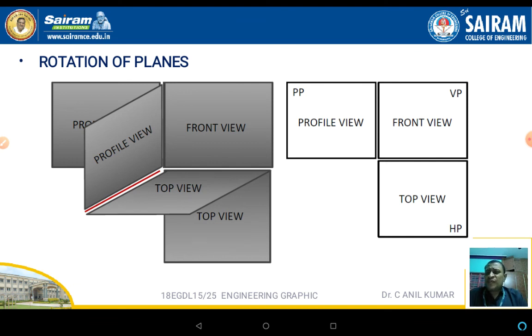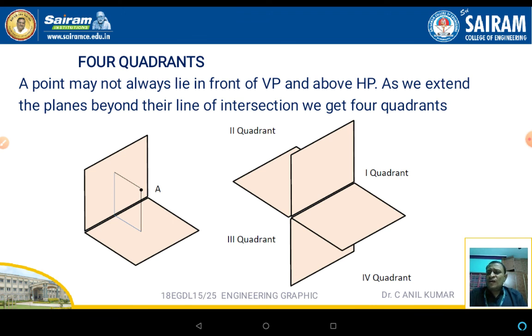Now the rotation of the planes is also most important. That depends upon the type of the projection. Either it may be a first angle projection, or the second angle projection, or the third angle projection, or even the fourth angle projection. The four quadrants. A point may not always lie in front of the VP and above HP. As we extend the planes beyond their lines of intersection, we get the four quadrants. As you know, even in mathematics we deal with all the four quadrants: first quadrant, second quadrant, third quadrant, and fourth quadrant.